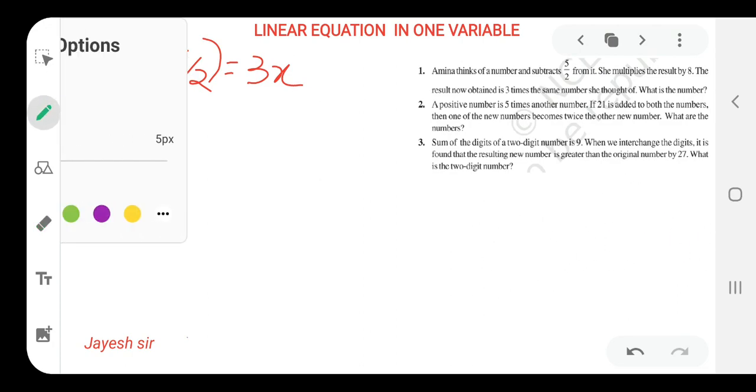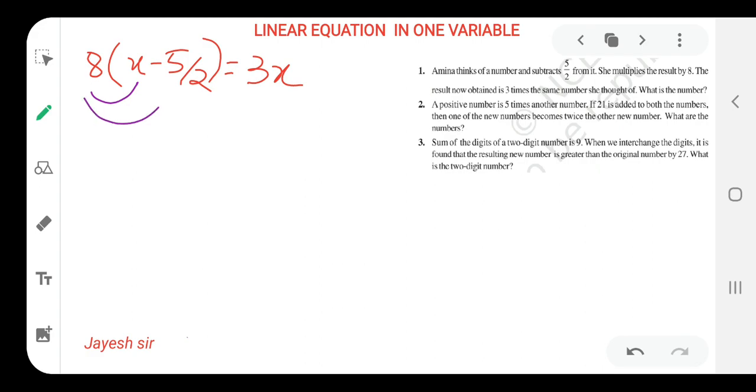So let's begin and start solving it. Now what is to be asked? What is the number? That means x is to be found in the question. Now the only thing that we want to do is, friends, we will just open the brackets. As we have learned the distributive property, 8 should be multiplied with x also, and 8 should be multiplied with 5 by 2 also, as we have studied the distributive property in detail. That's why I always tell you that the distributive property plays a most important role while solving math sums.